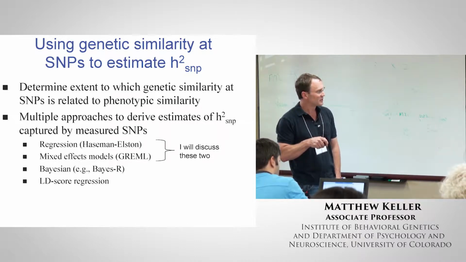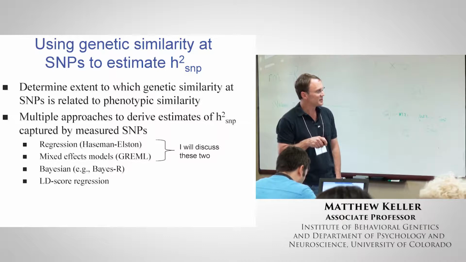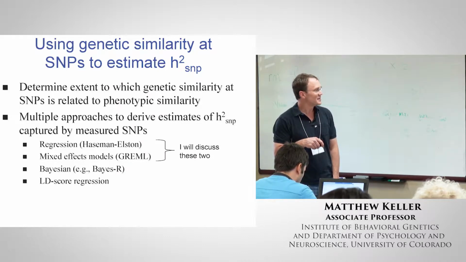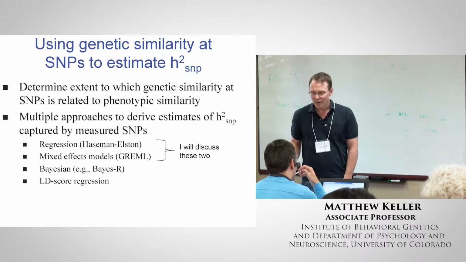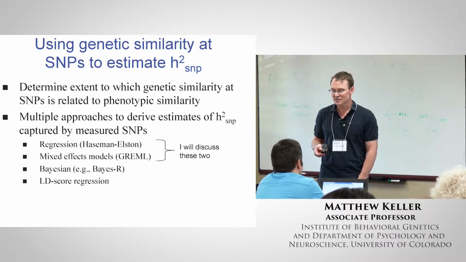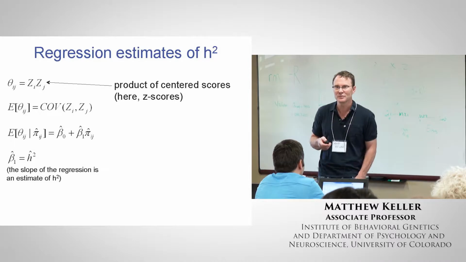There are mixed effects models like GREML, which is instantiated in GCTA among other packages. There are Bayesian approaches like BayesR, and there's LD score regression. I'm only going to be talking about these first two in this talk. So let's talk about Haseman-Elston regression first.